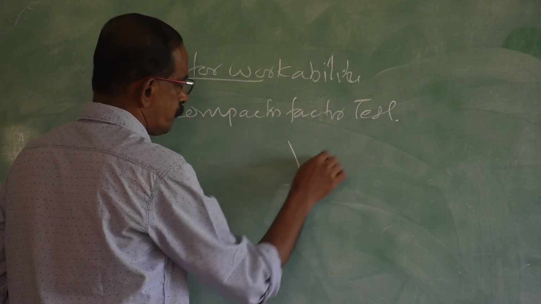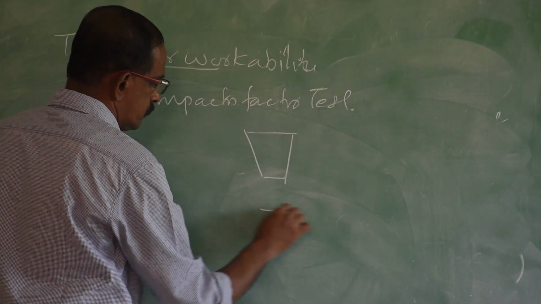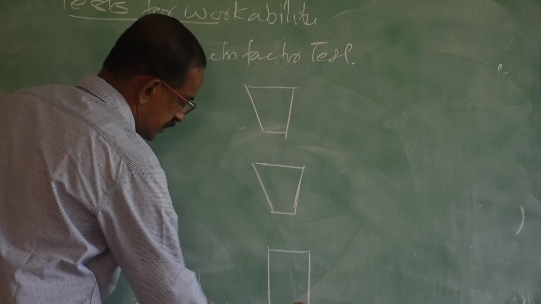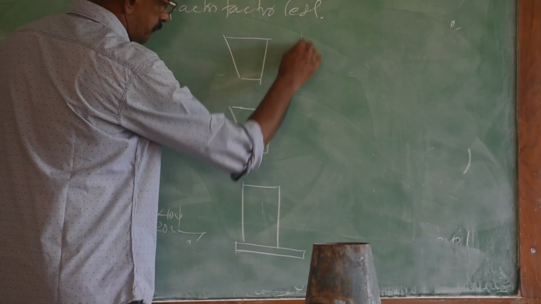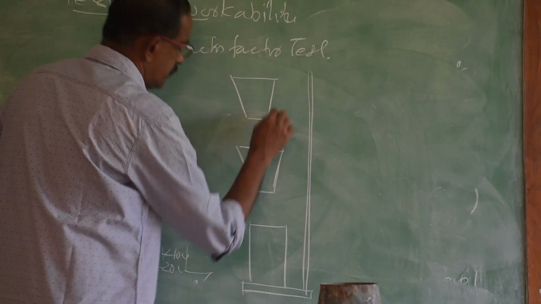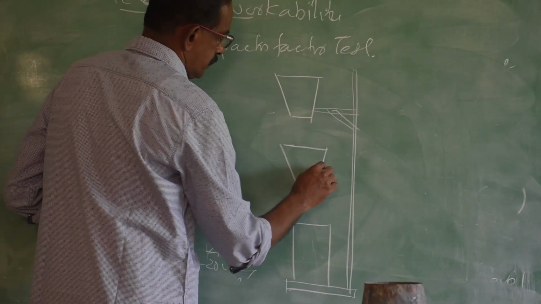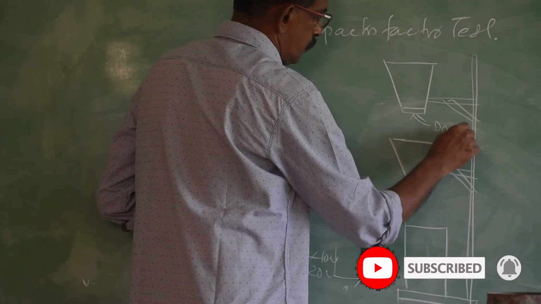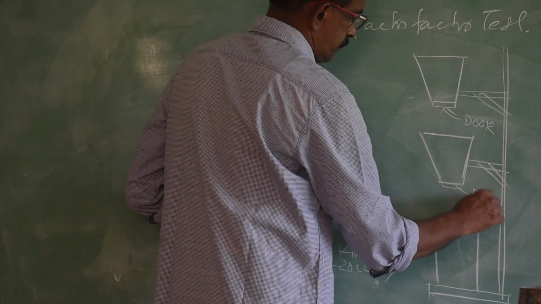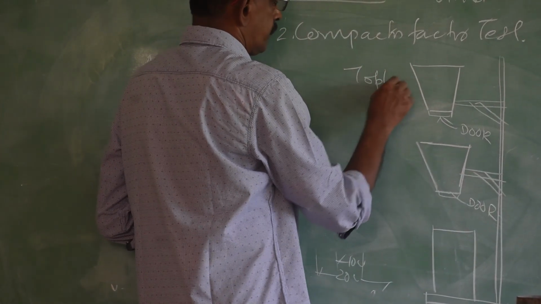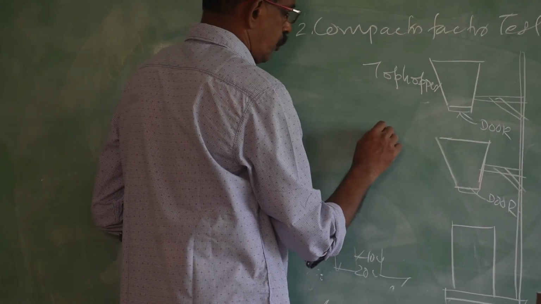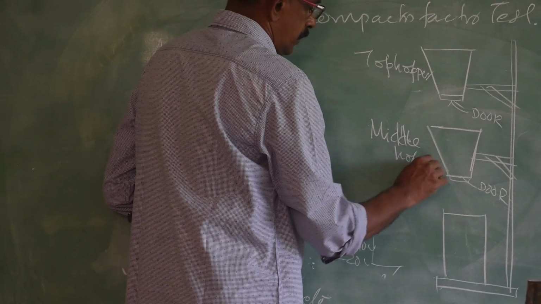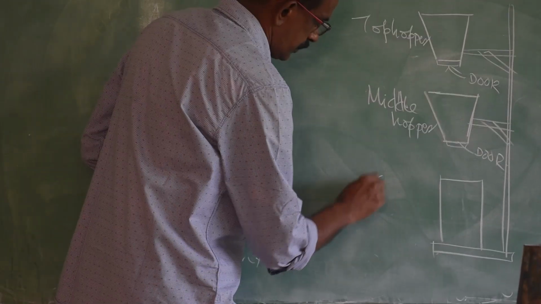The apparatus consists of two hoppers and a cylinder at the bottom with a stand. This hopper is fitted to the stand. This is also fitted to the stand, having an opening and a door at the bottom, and here also one door. So, this is the top hopper, this is the second or middle hopper, and a cylinder at the bottom.